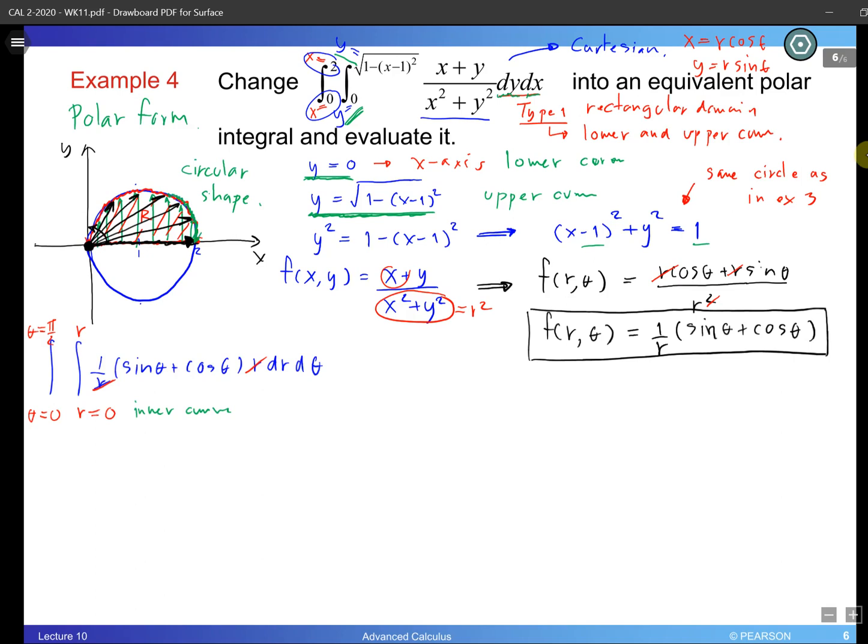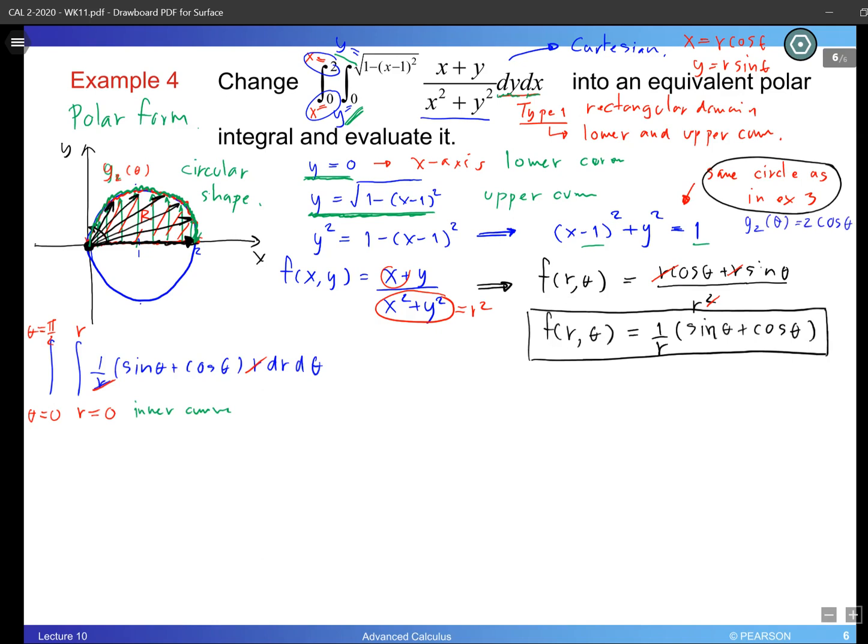Okay, so the outer curve belongs to this circle right here, and we need to find this g2 of theta for this curve. Since it's the same circle as the last example, g2 of theta is going to be the same as well. So we are going to bring this back from the last example: g2 of theta is equal to 2 cosine theta again.